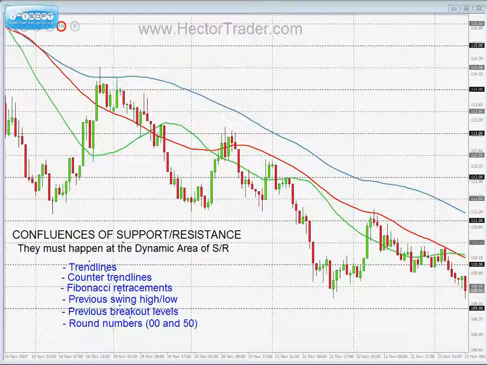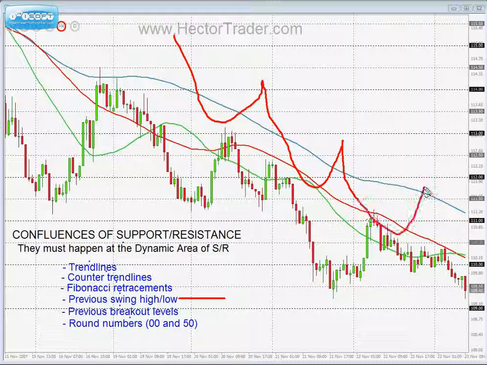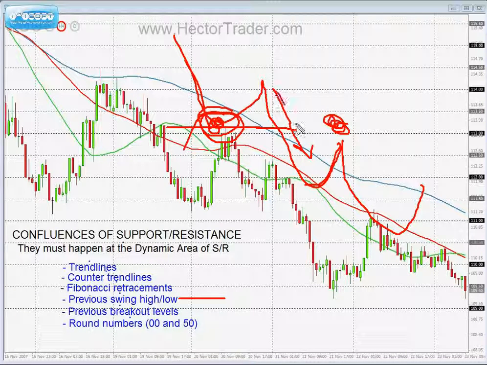Alright, the next one is the previous swing high and low. If we have a downtrend, as in this case, the previous swing low, once breached, is the concept of former support now working as resistance as price retraces back. So if this level worked as support, once breached, it should, or might, work as resistance.